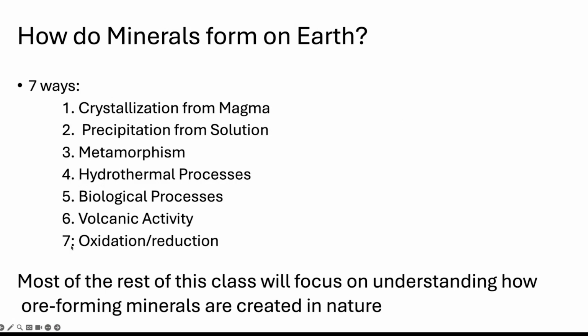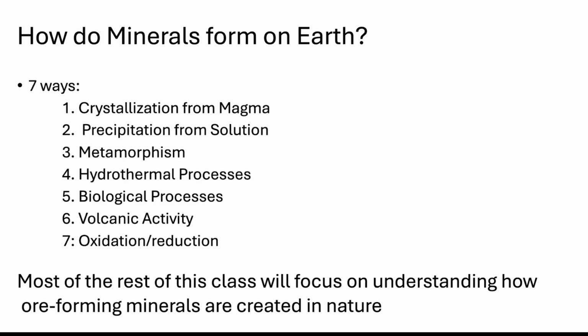So how do minerals form on Earth? I can think of 7 ways. Crystallization from a magma, that's certainly one. Precipitation from a solution, that's certainly another. Metamorphism, you can form minerals that way. Hydrothermal processes, you could say that's related to precipitation from solution, but when I think of solution, I usually think of low temperatures, and hydrothermal processes are not.